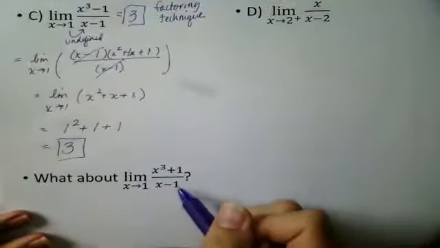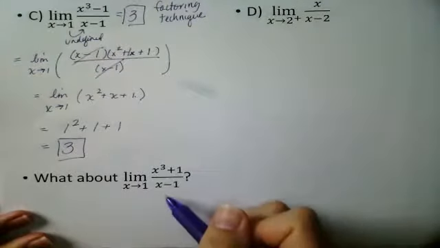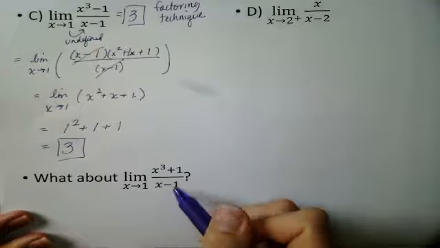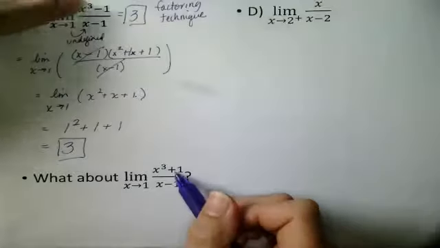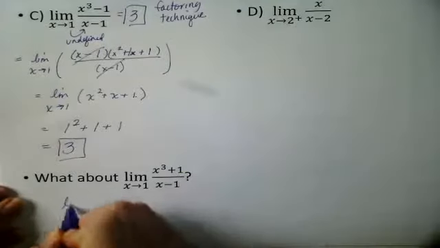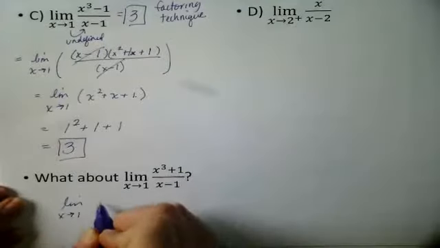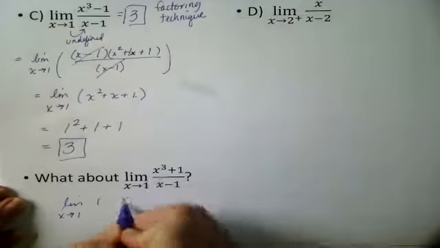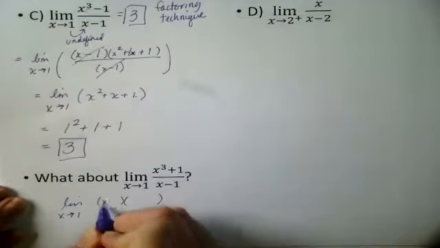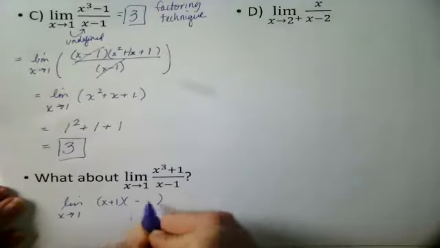Follow up. What about this limit? That's interesting. What's the one difference here? So I'm going to try the same idea. Small bubble, big bubble here for the numerator: x plus 1, plus, minus, plus.